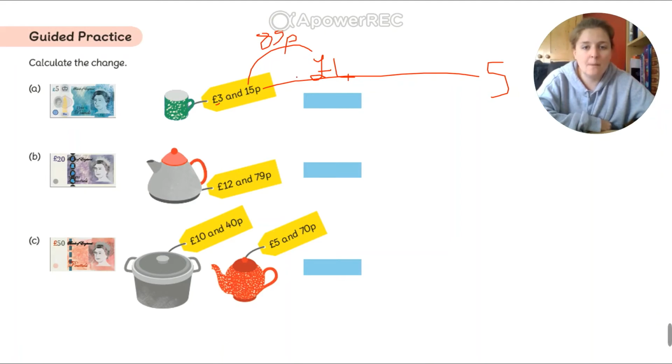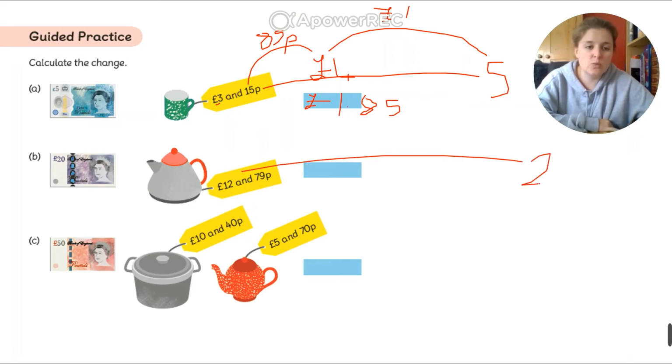to get to £4. Then from £4, I've just got to get to £5, and that is £1. Because 4 to 5, I just need to add 1. So I know that the difference between £3.15 to £5 is £1.85. Okay, the next one, I've got to get to £20 this time. From £12.79, the cost of a kettle, I have got to get to £20.